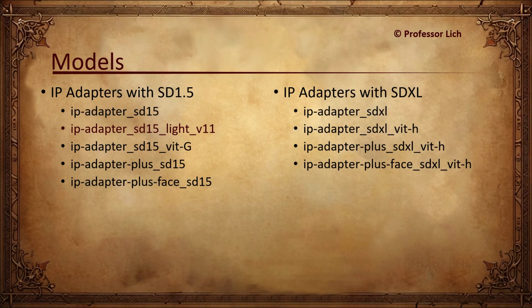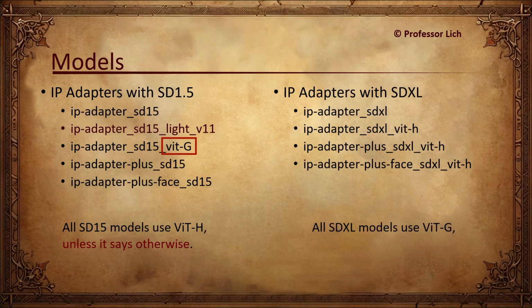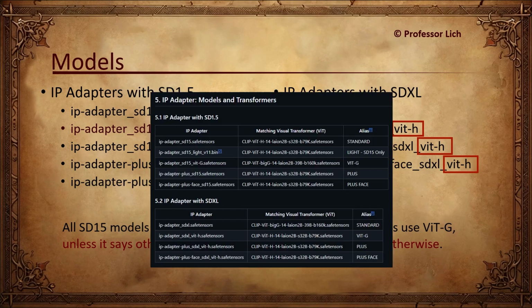Now, how do these match with transformers? You can use a reference table if you ever forget. Personally, I'm too lazy for that, and I'm also not a fan of rote memorization, so let me share a pattern with you here. All Stable Diffusion 1.5 models use with H unless it says otherwise. Likewise, all SDXL models use with G unless it says otherwise. That's kind of the way I've remembered it. And of course, I'm also in the process of putting together a reference table, so you can always look it up either on my GitHub or look it up on someone else's if it helps.